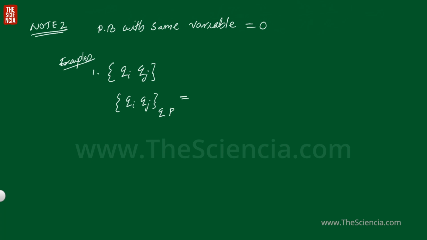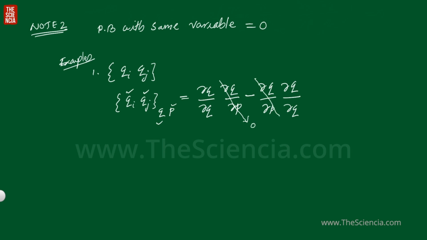And this is equal to derivative of first term with respect to first, that is ∂q/∂q, into derivative of second term with respect to second, that is ∂q/∂p, minus derivative of first term with respect to second term into derivative of second term with respect to first term. See, ∂q/∂p is 0 and ∂q/∂p is also 0. So what we get? We get this is equal to 0. That is Poisson bracket of qi, qj equal to 0. That is the Poisson bracket with the same variable will be equal to 0.